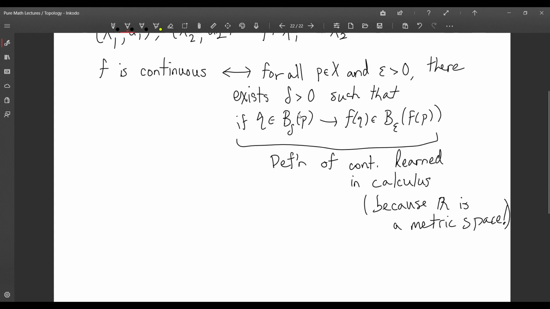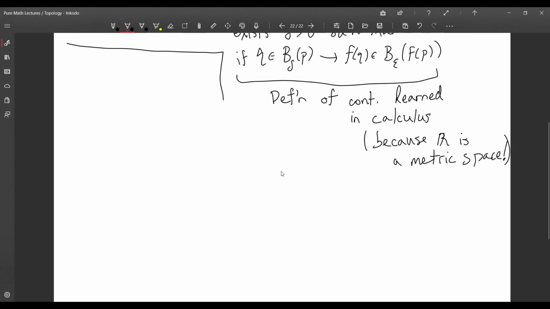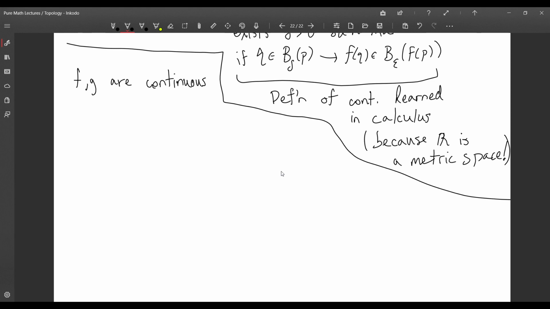And so this is an important theorem that you should go through. The next thing we can say, which is pretty useful, is that if f and g are continuous from a metric space X to the real numbers, then f plus g, c times f, and f times g, where c is a real number, are all continuous.